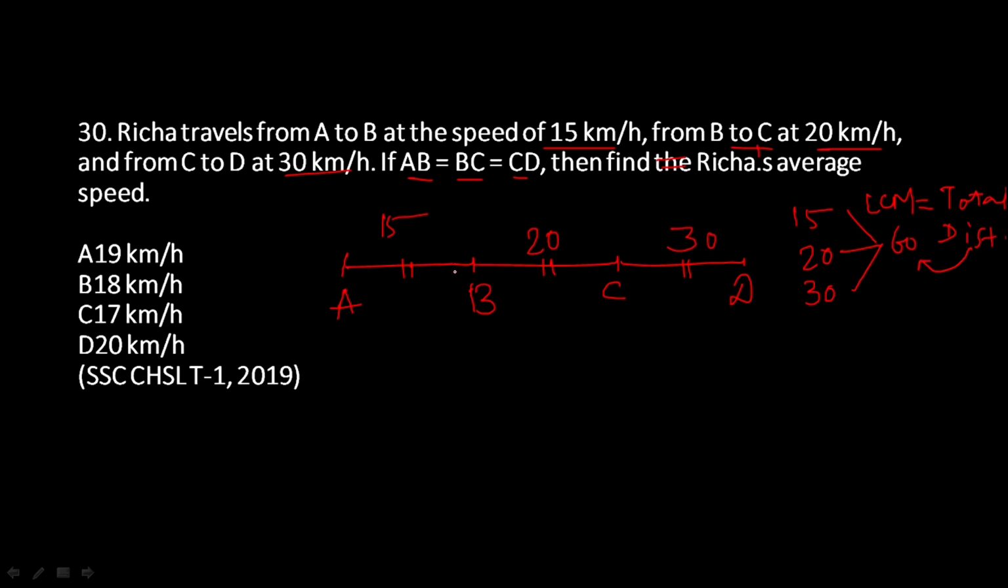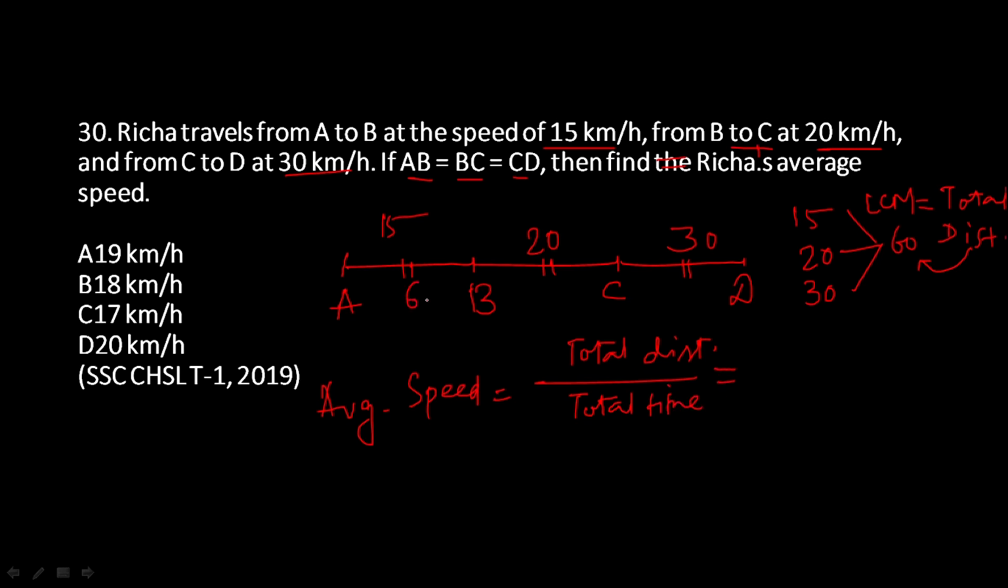In the question, it says find Richard's average speed. How to get the average speed? We have already discussed how we calculate average speed. Average speed equals total distance upon total time, right? So total distance in this case is 60 plus 60 plus 60, right? So it is 60 into 3.